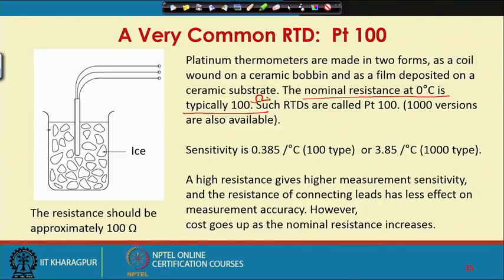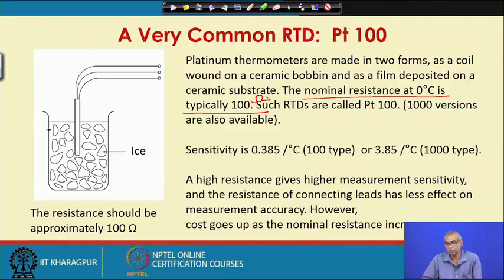Note that if the resistance of the resistance element is low, then the effect of the lead wire's resistance will be significant. But if the resistance of the resistance element is very high, then the lead wire's resistance will have relatively a less significant effect. However, when you go for high resistance RTD or platinum RTD, the cost goes up.